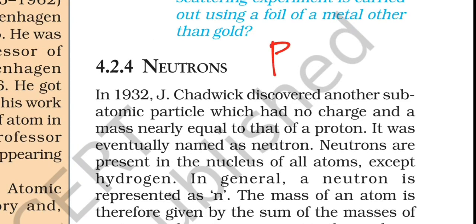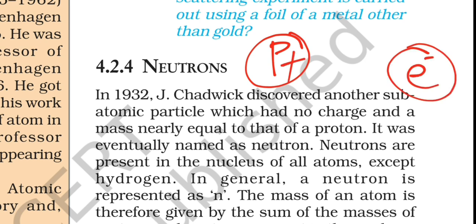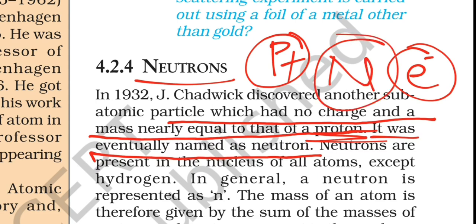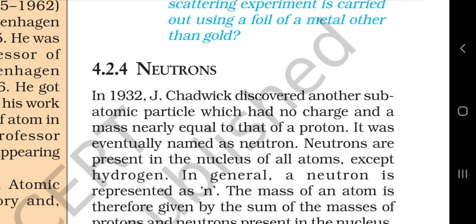Now, the protons present inside the nucleus have a positive charge, and the electrons present in the orbits have a negative charge. But what are the neutrons? It was eventually named a neutron because the particle had no charge and a mass nearly equal to the proton. The neutron doesn't have any type of charge, so it is named neutral. Neutrons are present in the nucleus.